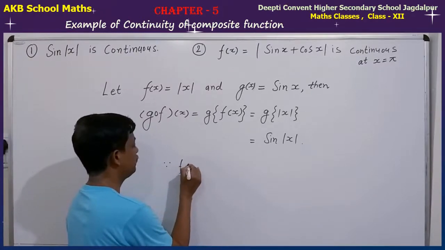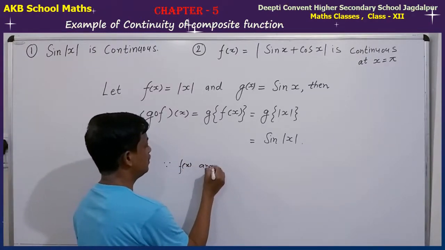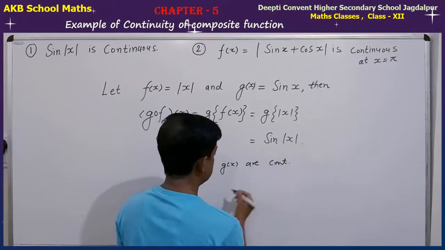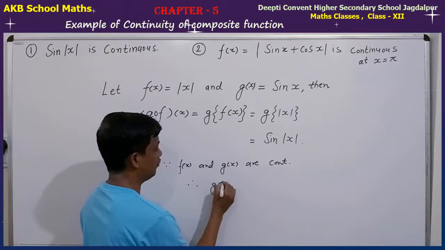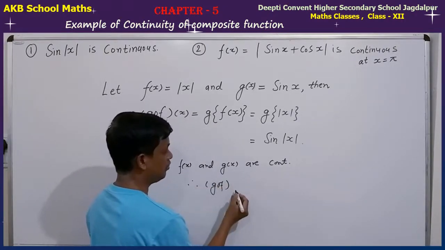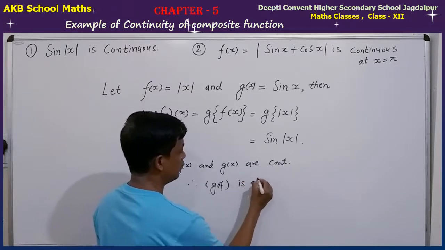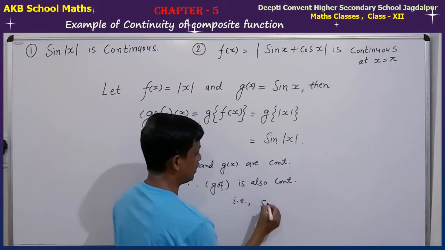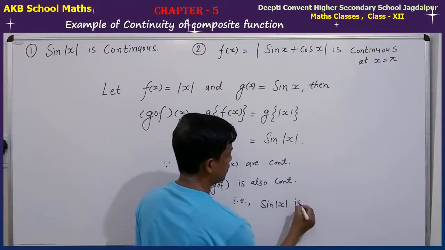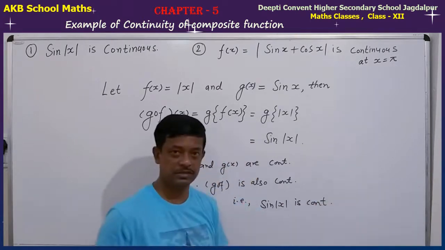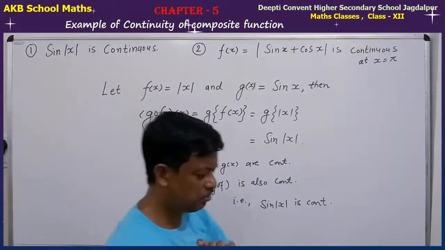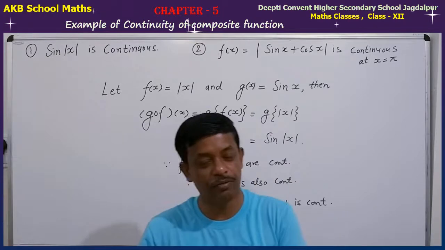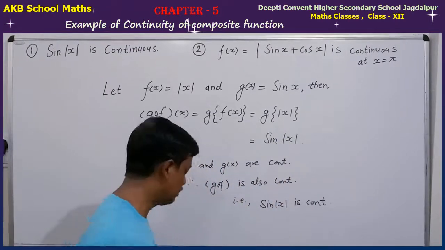Since f(x) and g(x) are continuous, therefore g of f is also continuous, that is, sin of mod x is continuous. Okay, this is a simple use of the property. If f and g are continuous, then g of f is also continuous. g of f means composition of two functions.